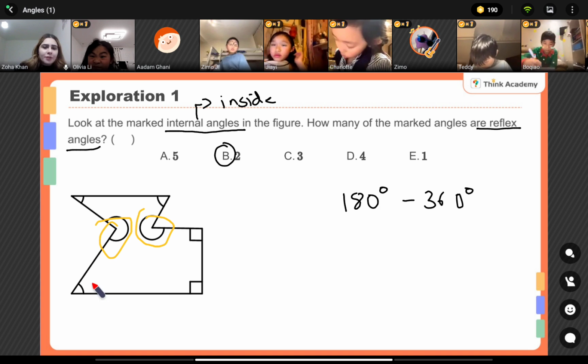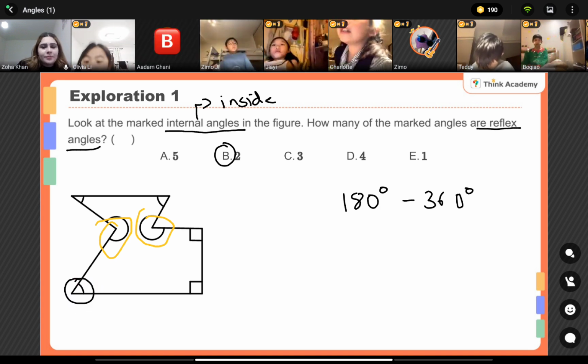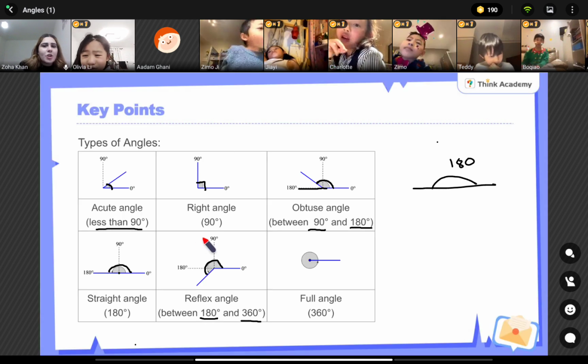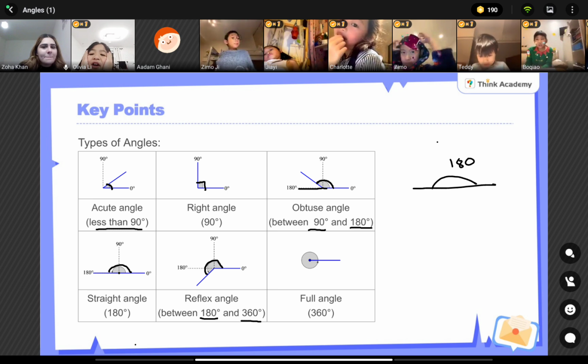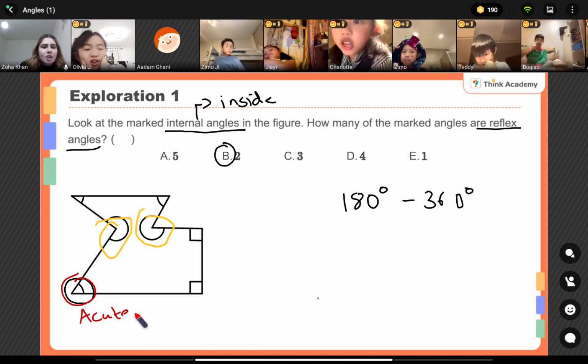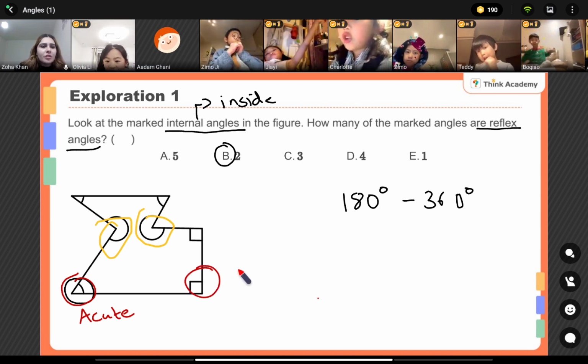Just out of curiosity, Anthony, what would we call this angle? What do you think would be the name? I forgot. Okay, I'll go back. So what do you think the angle's going to be? Acute angle? Good, because it's less than 90 degrees. This is going to be an acute angle. Very well done. And then over here, this angle should be very, very easy.